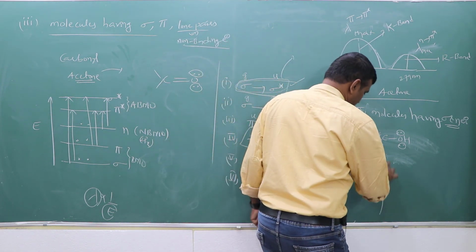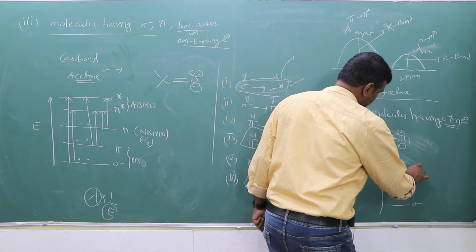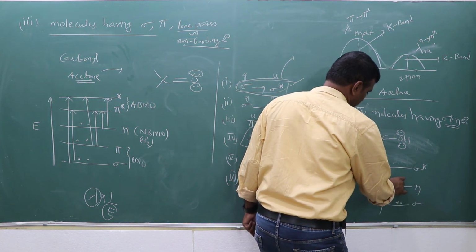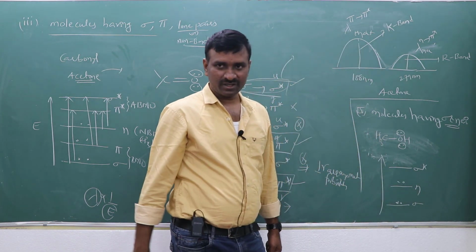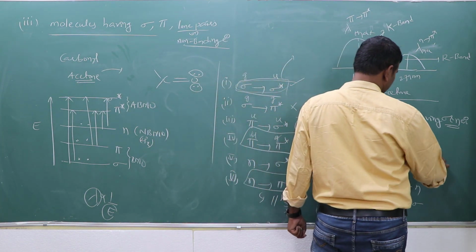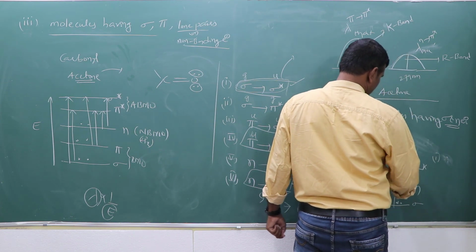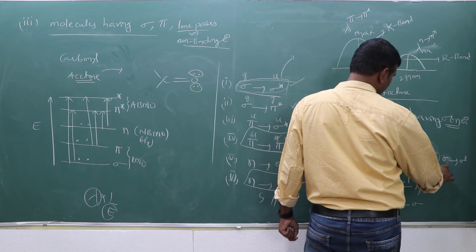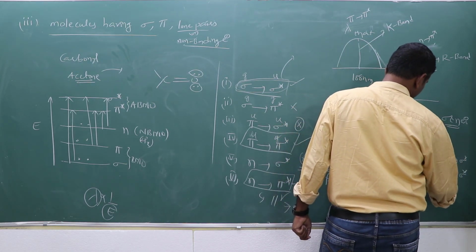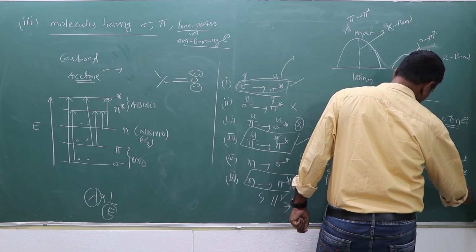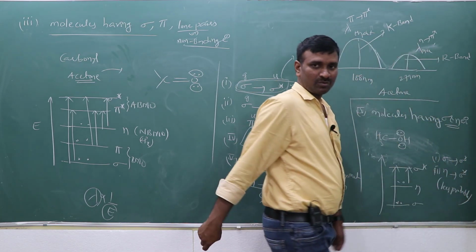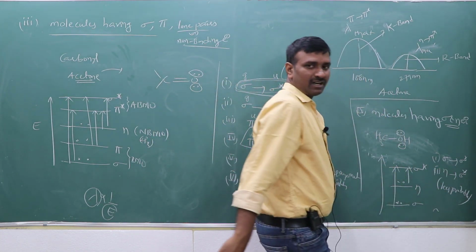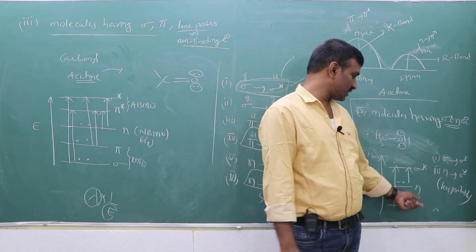When sigma electrons are there, there is sigma as well as sigma star, and the non-bonding n. The non-bonding is filled, bonding is filled, anti-bonding is empty. Which transitions are possible here? One is sigma to sigma star. Another is n to sigma star, but it is a less probable transition. Less probable means forbidden, and the intensity is very low; the height of the peak is very low.